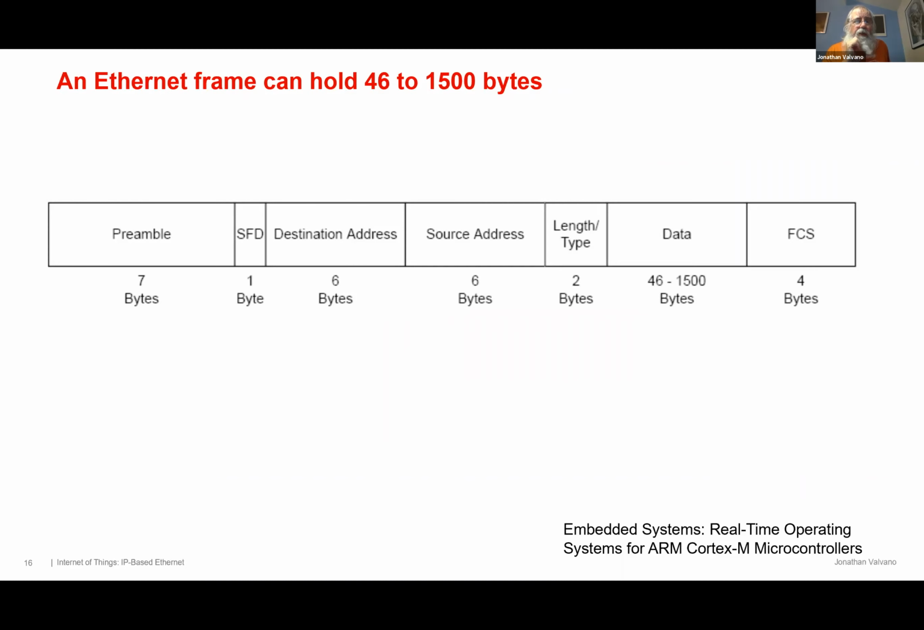So this is the Ethernet frame. You can see it has both the source and destination address, the length, and a frame check code.